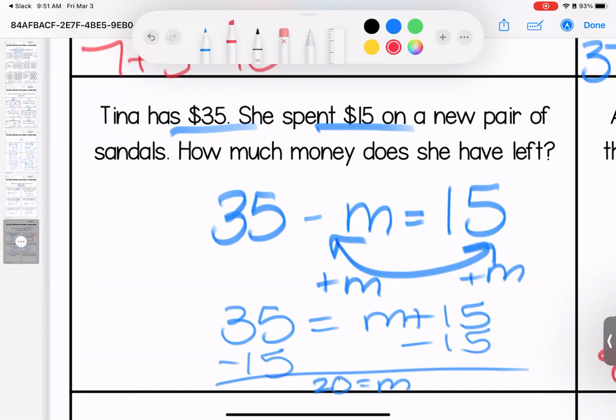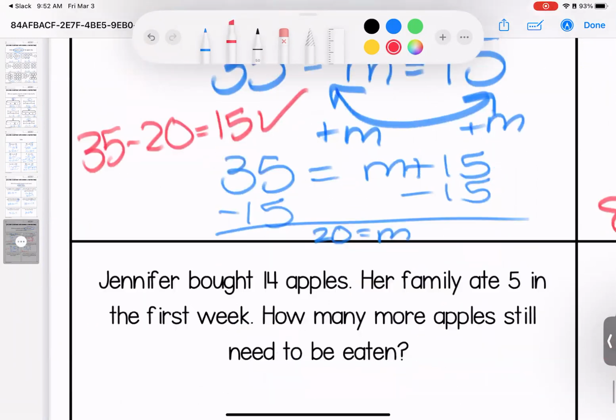I can check it. 35 minus 20 equals 15. That checks out. Any questions? Bring them with you to class.